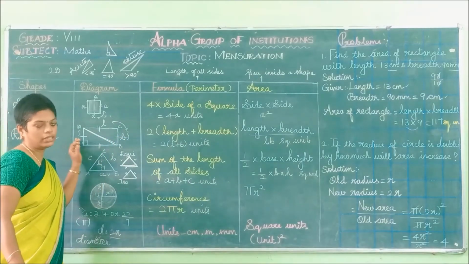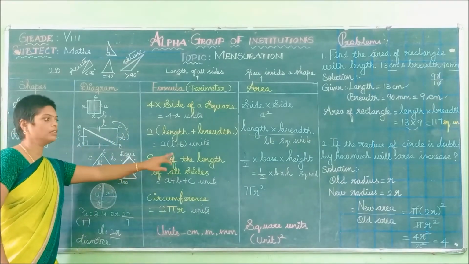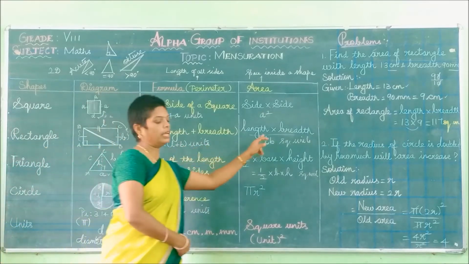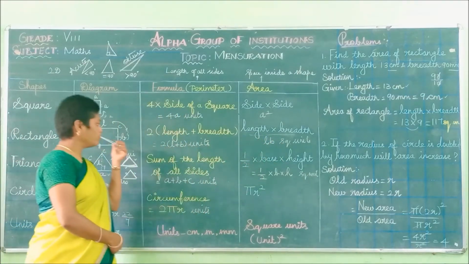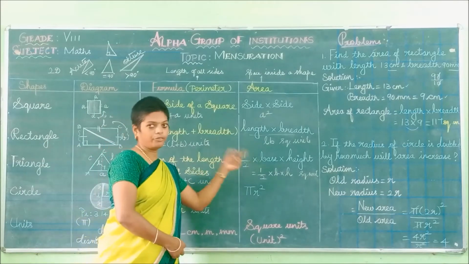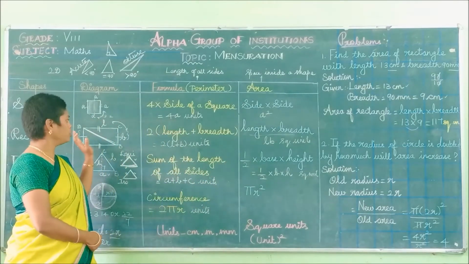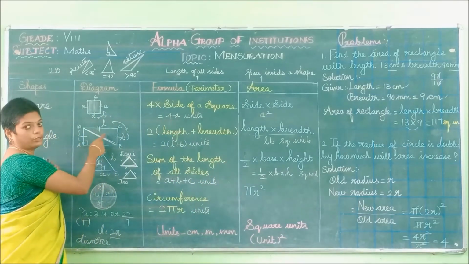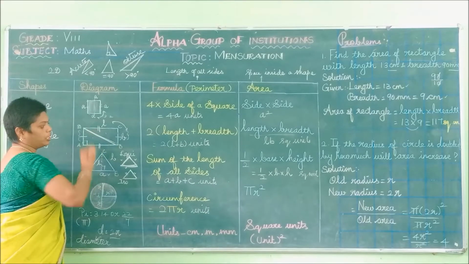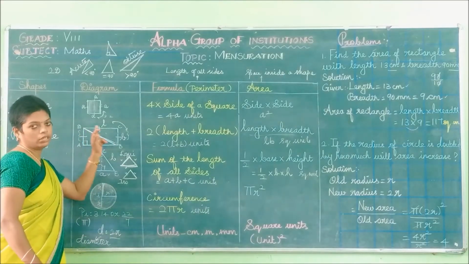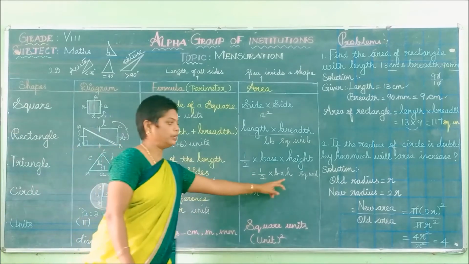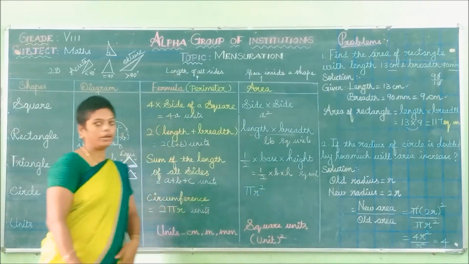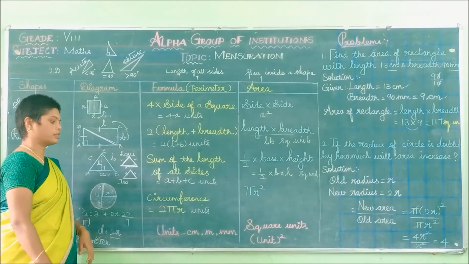Using this we write the formula. What is your formula? Length into breadth. Using this we can write half, because the whole portion is separated into 2 portions, one portion here and one portion here. So it is 1 by 2 into base into height square units.